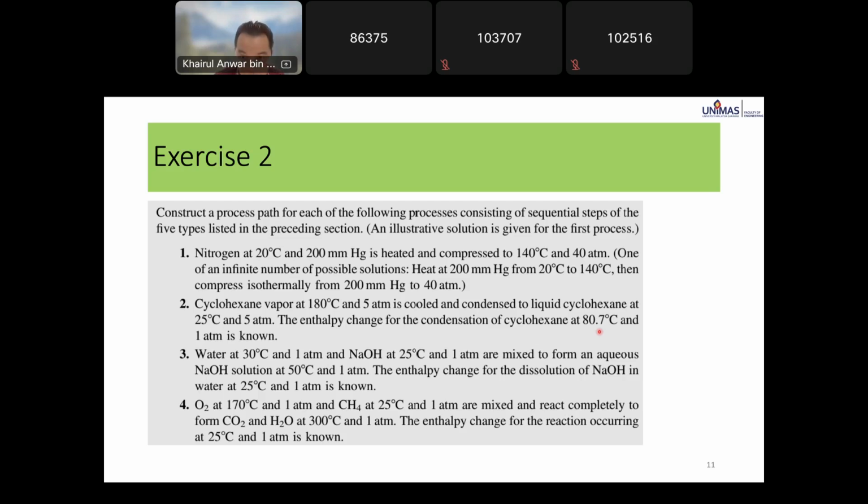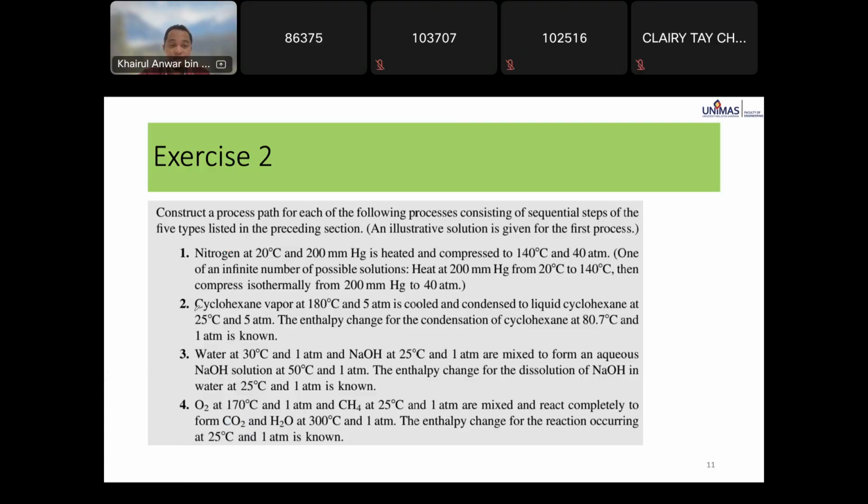Oh ya, 580 M ke 180 M? Oh, 180 M rupanya. Okay, then ada satu step lah. Ada pensel situ. Okay.